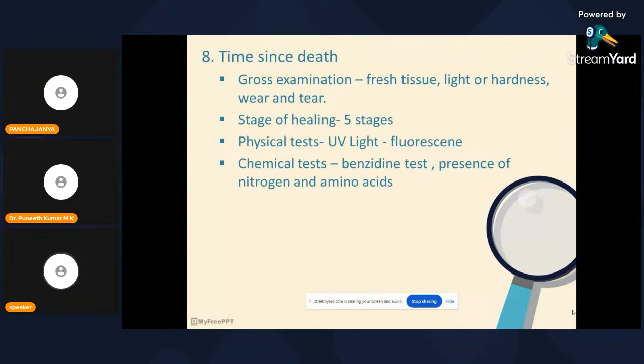Fresh bone doesn't give any fluorescence appearance in UV lights. When the years pass, that is 120 years or more than 90 years, when the bone is subjected to UV lights, it gives a fluorescence appearance.